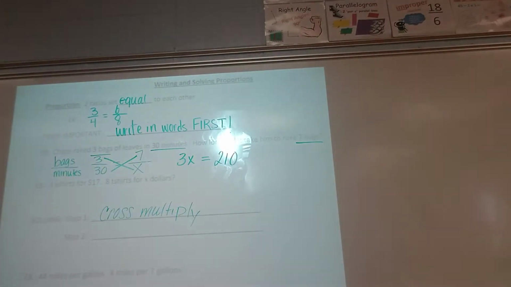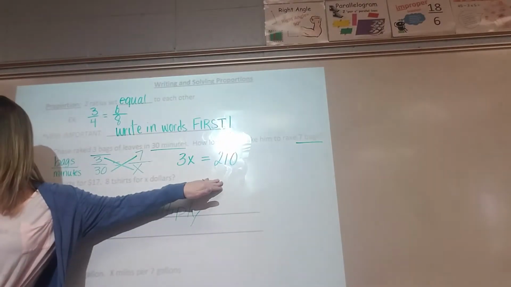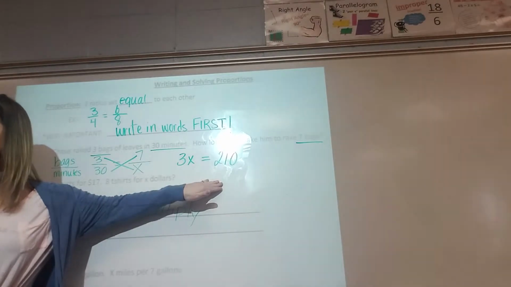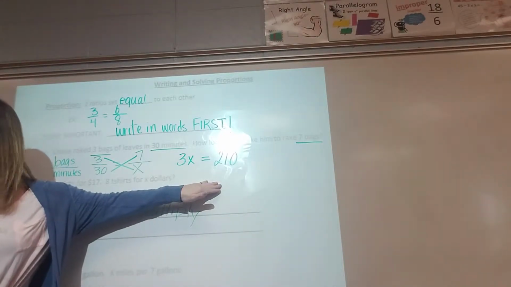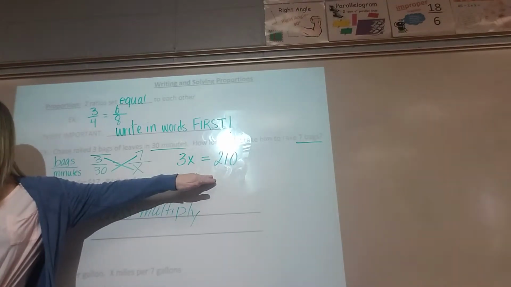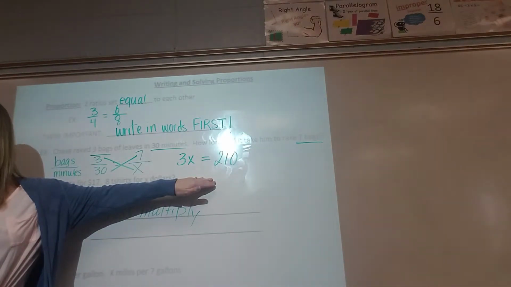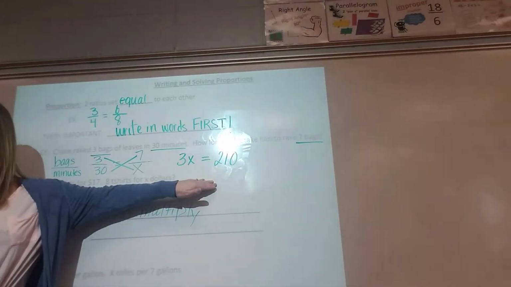We cross multiply. Doesn't this look really familiar? Haven't we solved these before? Isn't this a one-step equation? Isn't this an equation that we have to solve? What's our goal when we solve an equation? To define the variable. We have to figure out what the variable is, right? We gotta isolate that variable. How do we do this?